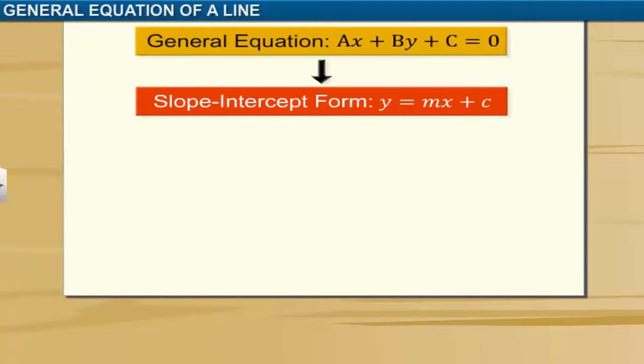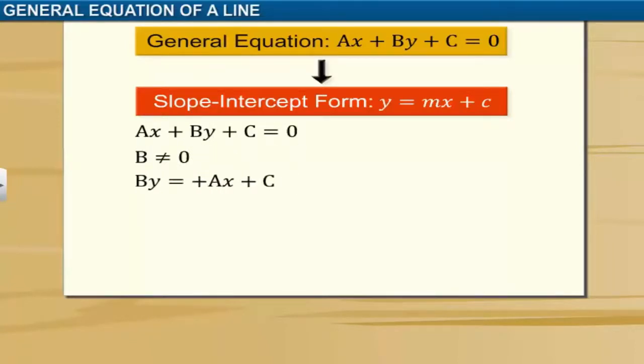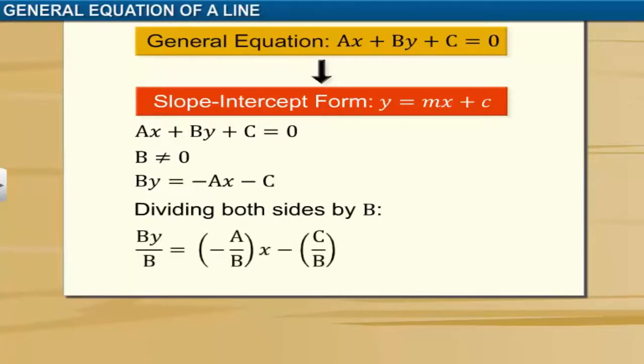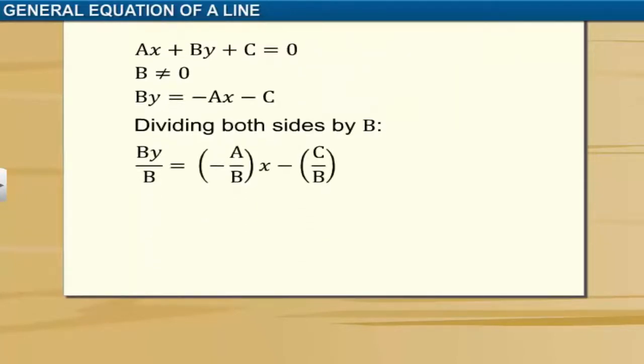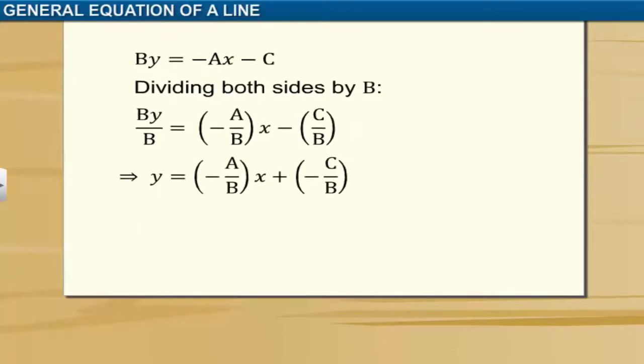Consider the general equation of a line such that the constant b is not equal to 0. Rearranging the terms in the general equation, we get by is equal to minus ax minus c. Dividing both the sides of the equation by b, we get y is equal to minus a upon b into x plus minus c upon b. Equation 1.